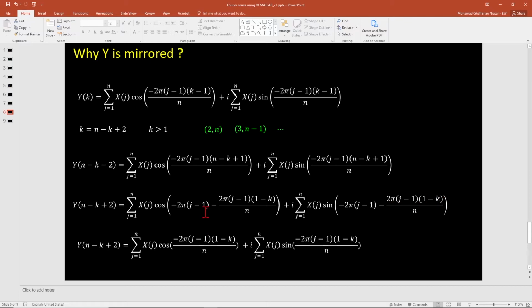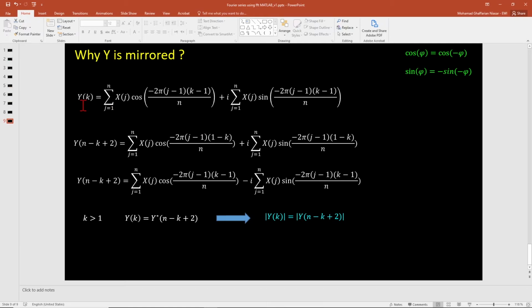This is an integer multiple of a full period, so the cosine can be simplified. Only this term will remain, and the same way for the sine. Only this term will remain. Okay, so we said that yk is here, and yn minus k plus 2 is equal to this one. But if you notice, we know that cosine phi is equal to cosine minus phi. So actually, instead of 1 minus k here, I can write k minus 1. Nothing will change. And instead of 1 minus k here, I can write k minus 1, but put a minus here. Now, if you compare, this one is exactly the same as this one.